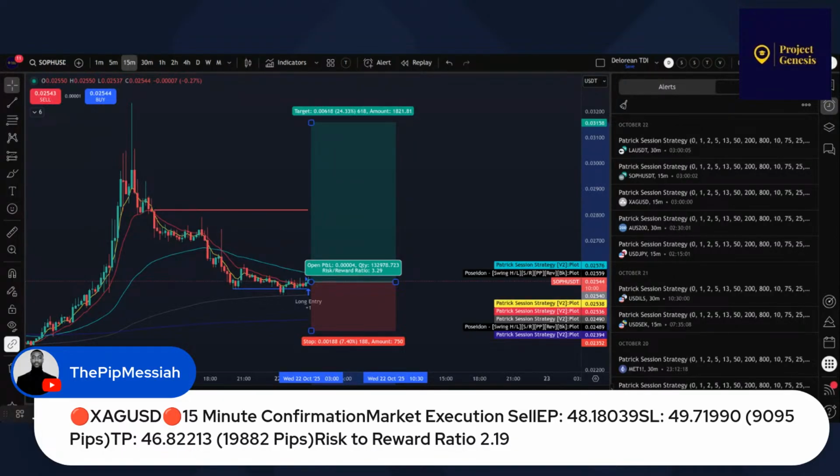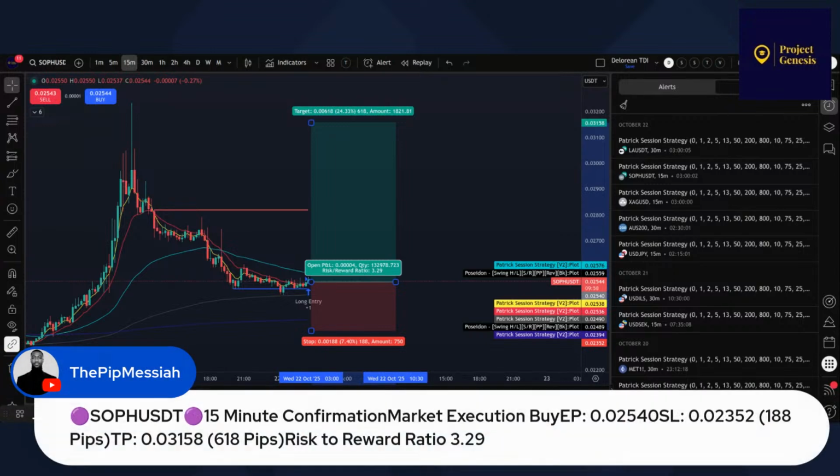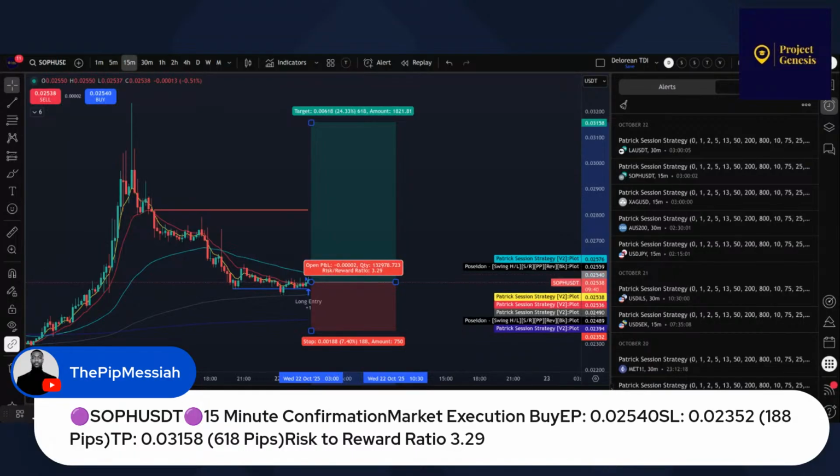All right, the next call of the night. Soft versus tether. 15-minute confirmation. Market execution buy. Entry price is 0.02540. Stop loss is 0.02352 for 188 pips. Take profit is 0.03158 for 618 pips. And a risk to reward ratio of 3.29.